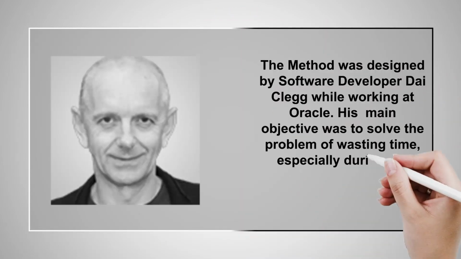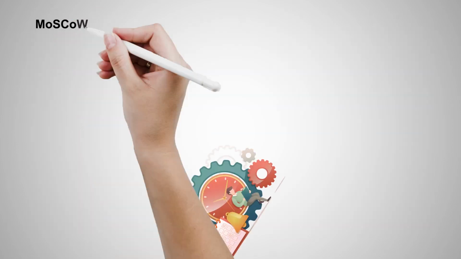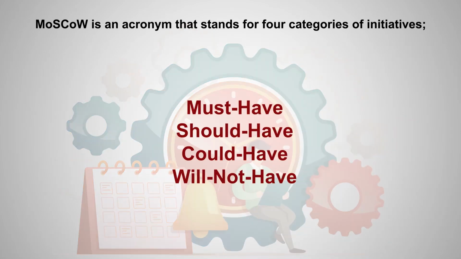The method was designed by software developer Dai Clegg while working at Oracle. His main objective was to solve the problem of wasting time, especially during the development stage of a product's launch. MoSCoW is an acronym that stands for 4 categories of initiatives: must have, should have, could have, will not have.